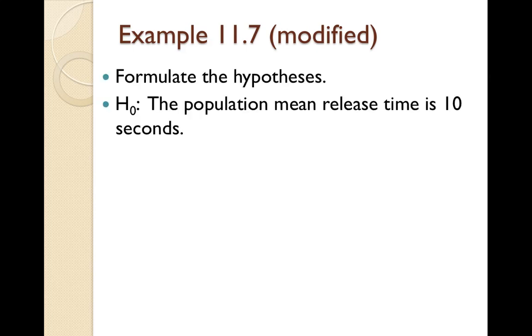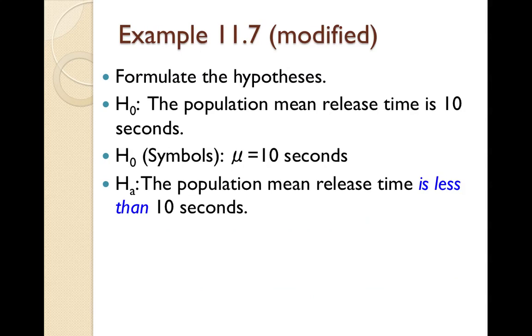So we start with our null hypothesis. The population mean release time is 10 seconds. Mu is equal to 10. And our alternative hypothesis, the population mean release time is less than 10 seconds. Symbolically, mu less than 10. Okay, so this gives us a hint as to the direction of the test, indicating that we're going to have a test on the left side of the bell curve.